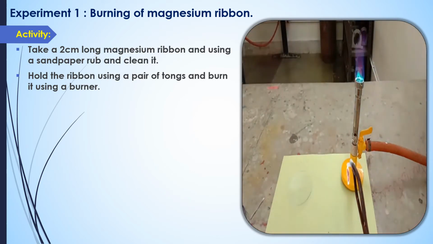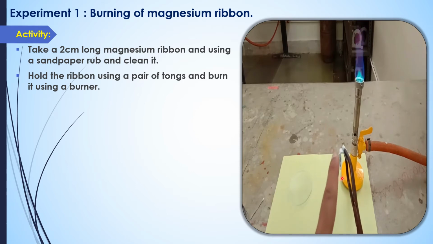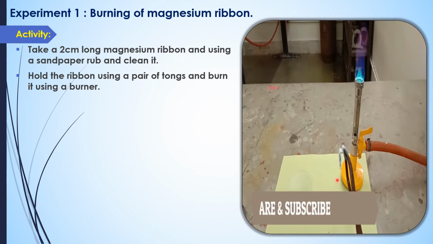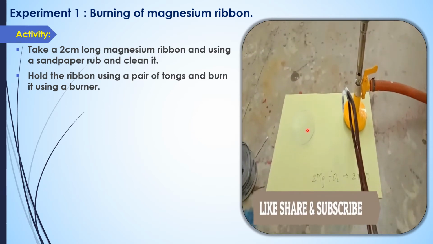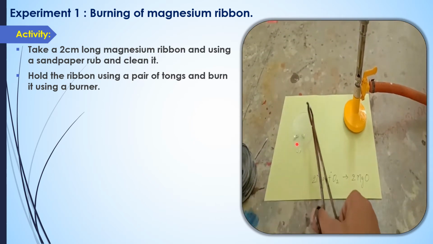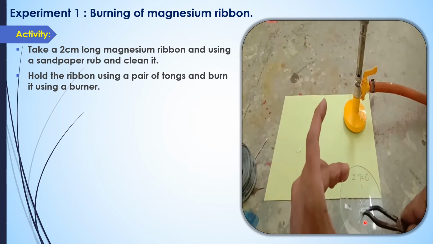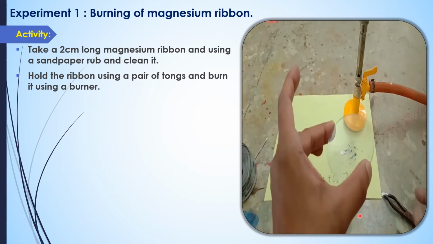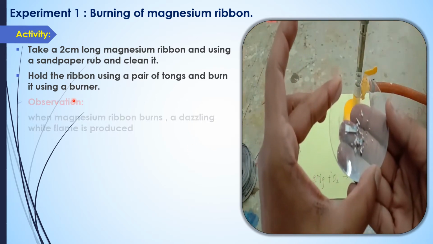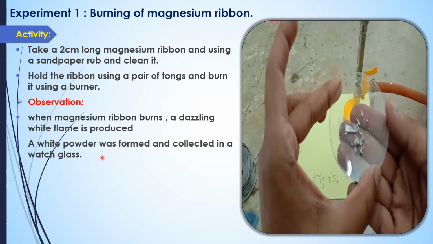Now, as the reaction gets completed, you can see that a white color substance is formed. If we collect this white color substance in a watch glass and analyze it further, you can see that it is a powdery substance. So, what were the observations we made here? When magnesium ribbon burns, a dazzling white flame is produced and a white powdery substance was formed after the completion of the reaction, which was collected in a watch glass.